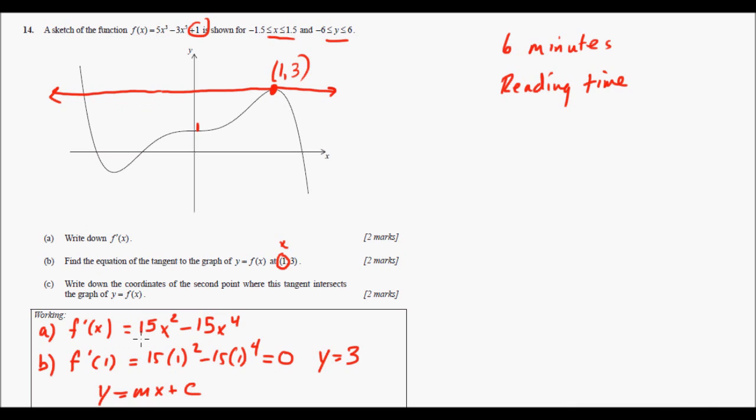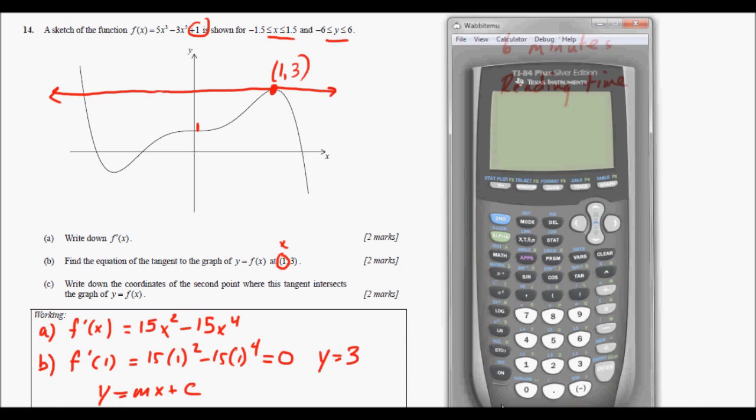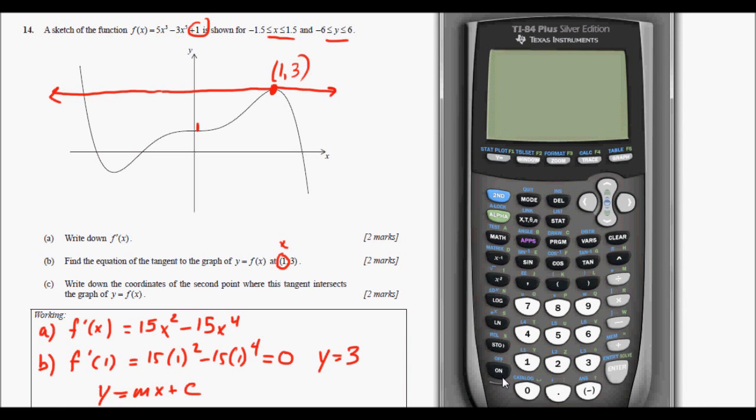I can plug y equals 3 into here and solve for it, but I don't want to do that. That's a complicated function. So what I'm going to do is use the calculator. Okay, so the first thing I would do here is go to y equals. Okay, so here, let me start from where I've already entered this in.